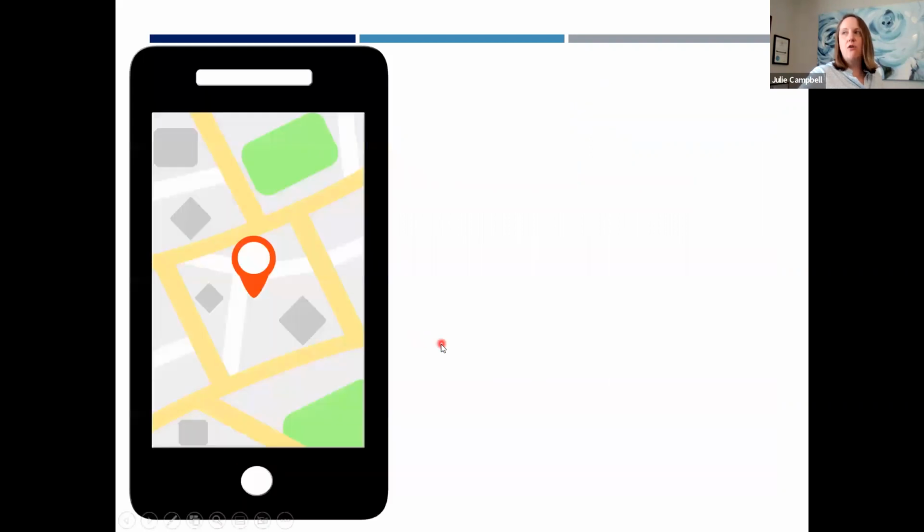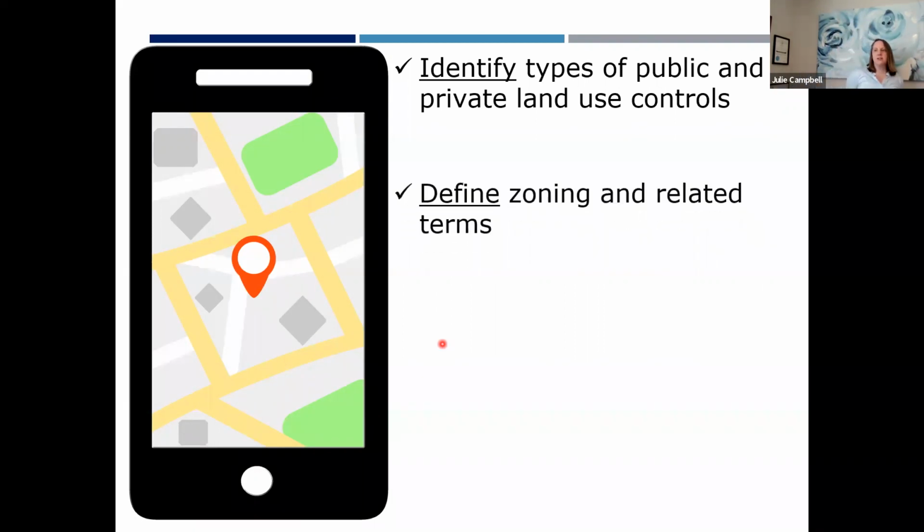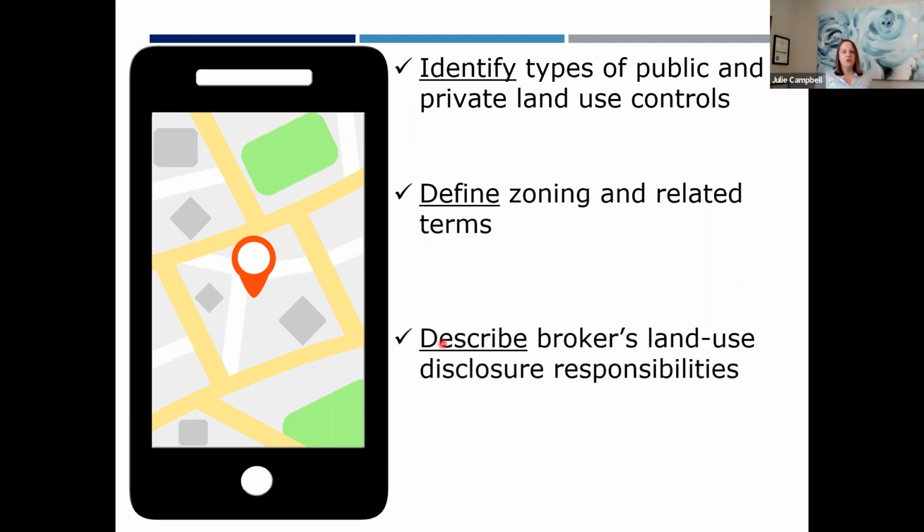So in Unit 6, what's our roadmap look like? Well, we need to identify some public land use controls. We are also going to identify some private land use controls. So this whole unit is about controls on using our land. We're going to define zoning. And there's a whole bunch of zoning terms, zoning vocabulary words. We're going to define those as well. We're going to talk about what our responsibility is. Again, this is the first unit that we bring brokers into it. Really, what is our responsibility? So we're going to talk about our duty when it comes to these land use controls.